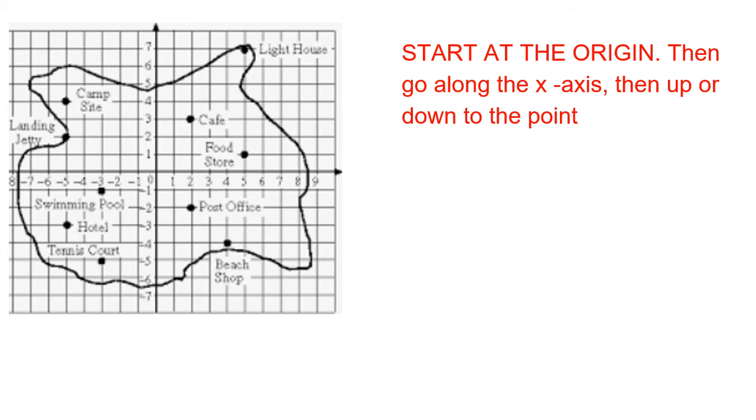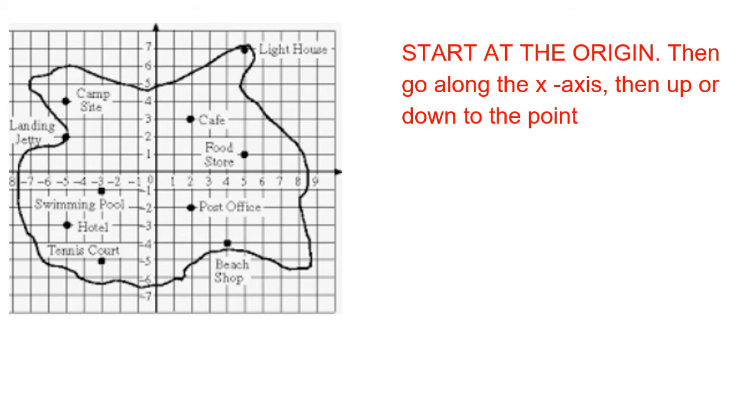And the post office, hopefully you're thinking in your head that it's 2, -2, because first of all we go 2 to the right and then we go 2 down, so 2, -2. Remember, all of these would go in brackets as well.